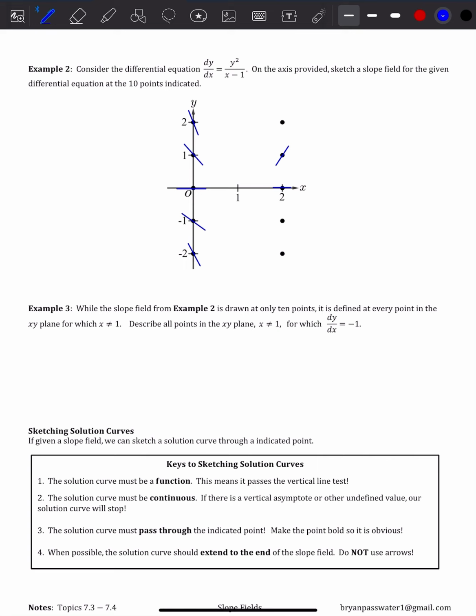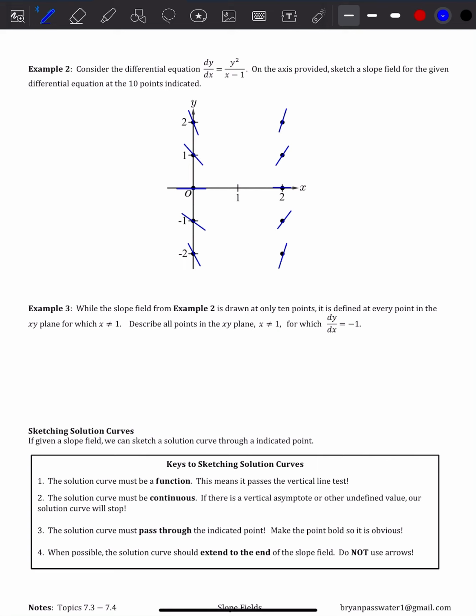2 squared is 4. 4 divided by 1 is positive 4. So I want it to be positive, but I want it to be pretty steep. If I go down, negative 1 squared is 1 still. Divided by 1 is still positive, specifically positive 1. And then negative 2 squared is 4. Divided by 1 is positive 4. And I just want to make sure that it is steeper than 1 and kind of matches what we have before. So we get a function that looks something like this for our slope field.